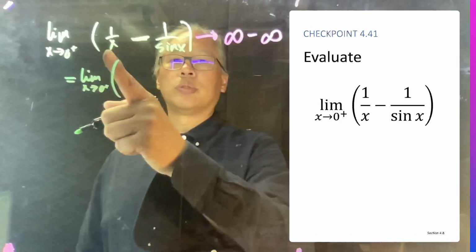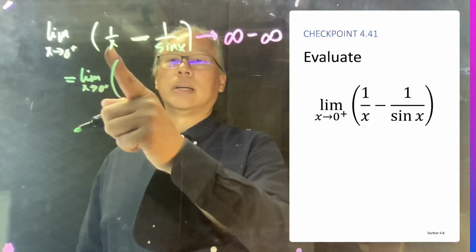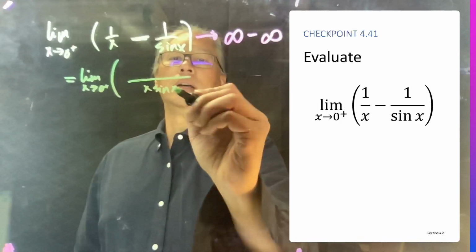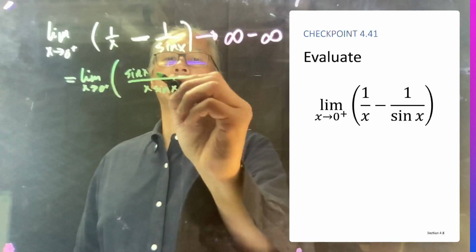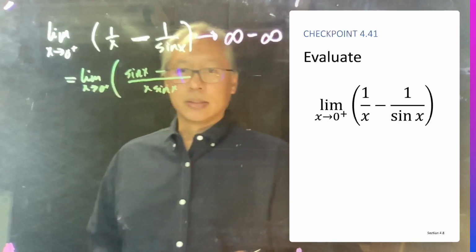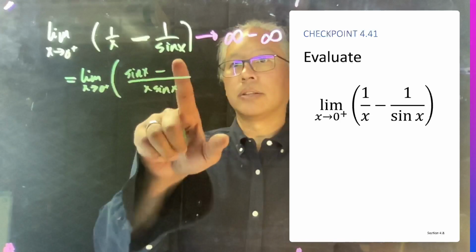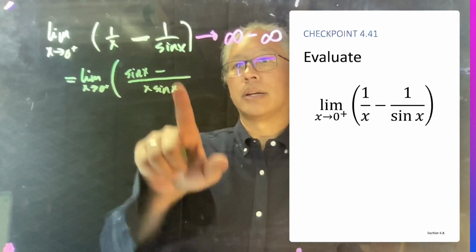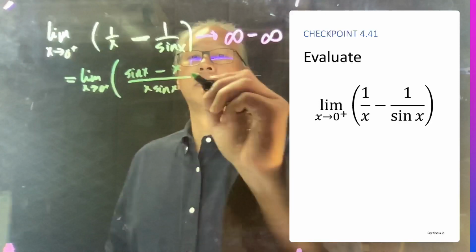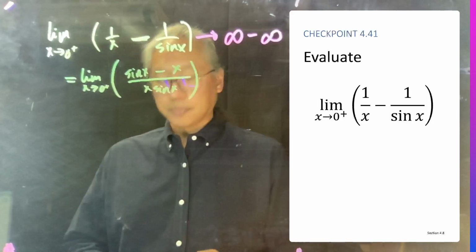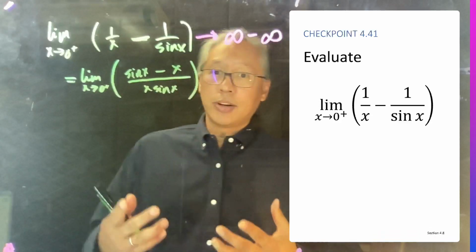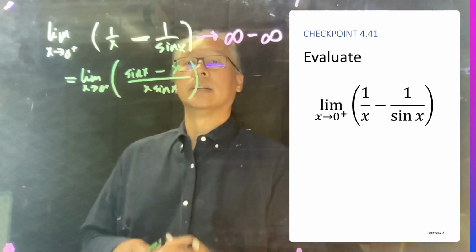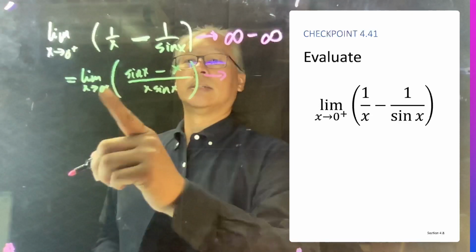So I'll multiply the first one by sine x over sine x, and this will give us a denominator of x sine x, and 1 times sine x is sine x. And then this is just a common denominator. So the second term, I'll multiply by x over x, so that my denominator is x sine x, and I'll have an x in the numerator. And then that's it. Okay, can we simplify it some more? It doesn't look like we can simplify it at this point, so we'll take the limit as x approaches 0.